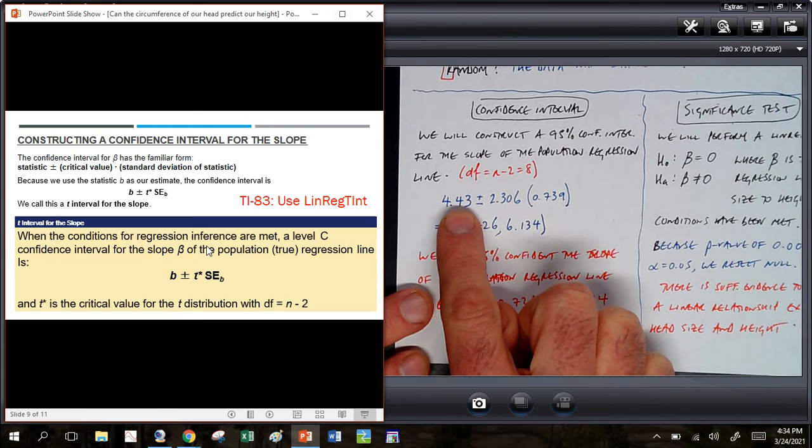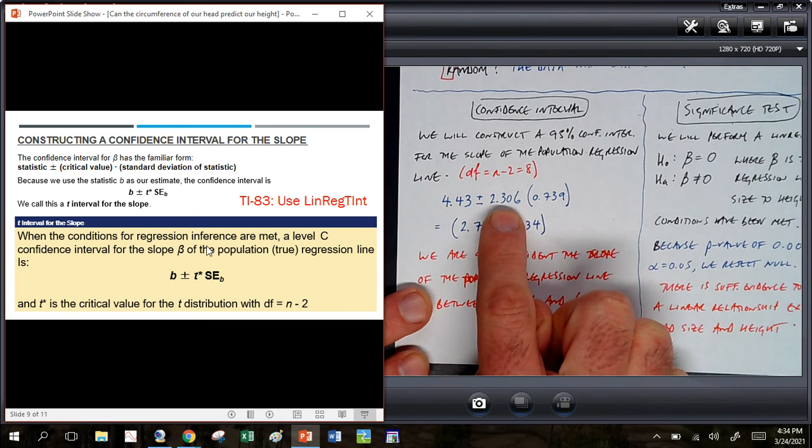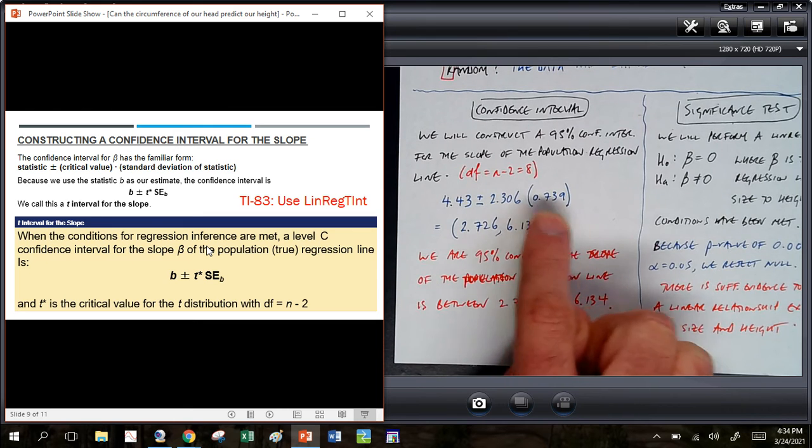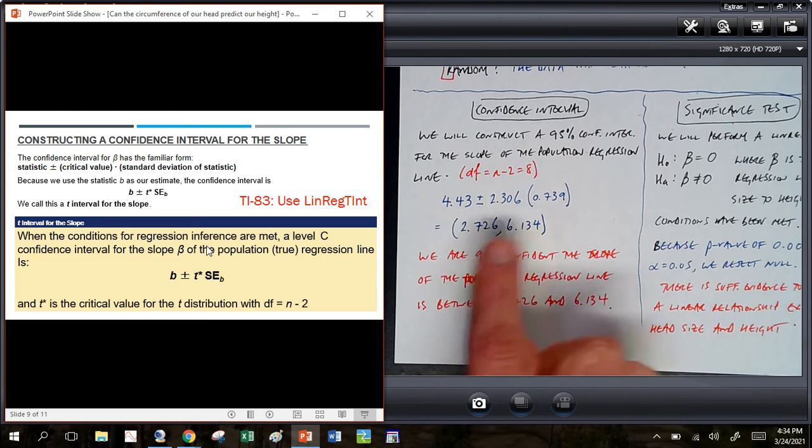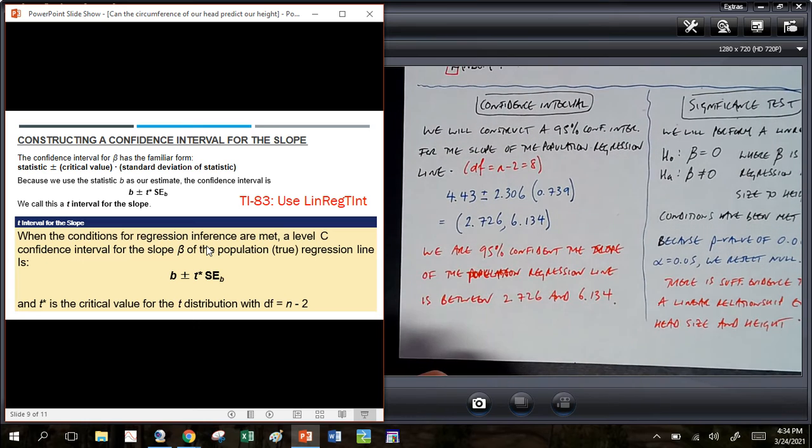Here's our statistic for the slope, which is 4.43. Now the 2.306, you can get that from the t-tables. Again, use 95% confidence and use 8 degrees of freedom. And this number right here is the standard error of the slope, which we got from the Minitab table. So then you figure that out, and here's your confidence interval.